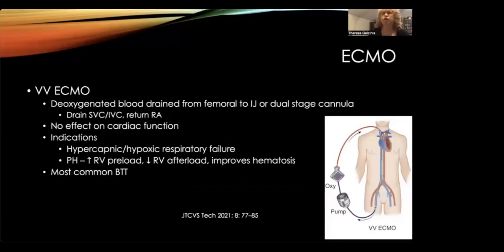There are 4 configurations of ECMO that are going to be discussed in this lecture. The first is veno-veno ECMO, where deoxygenated blood is drained from the femoral vein and infused into the internal jugular vein, where a dual-stage cannula is used. A dual-stage cannula drains the SVC and IVC, and blood return is through the right atrium.